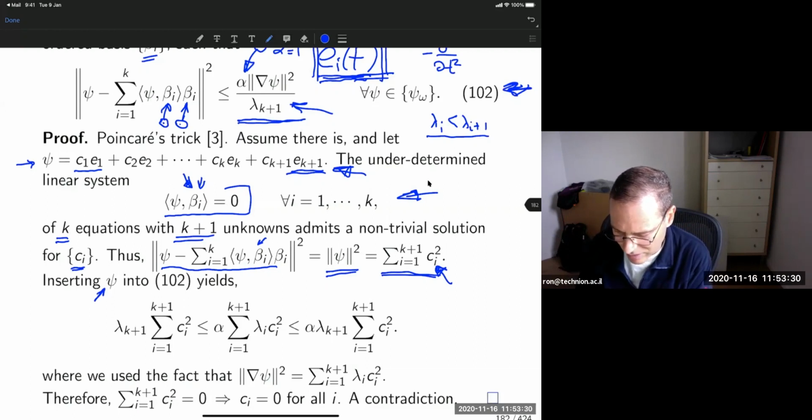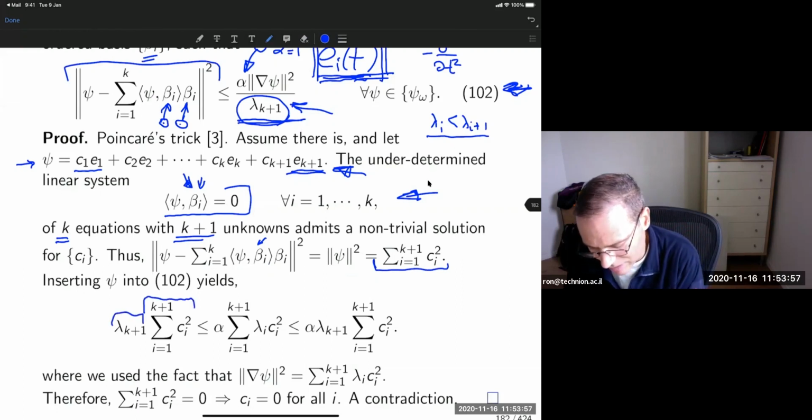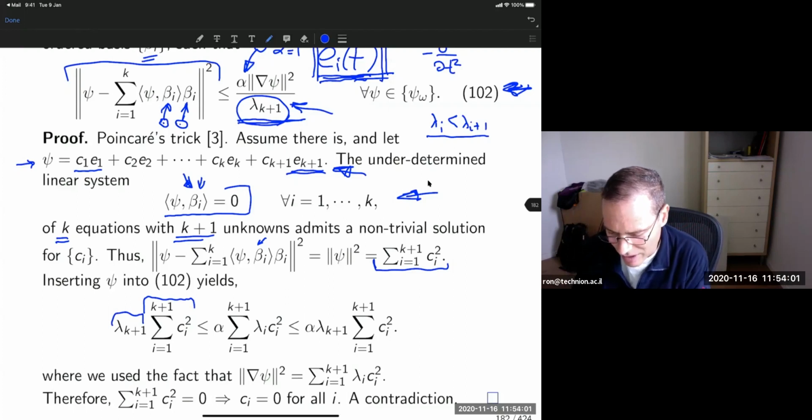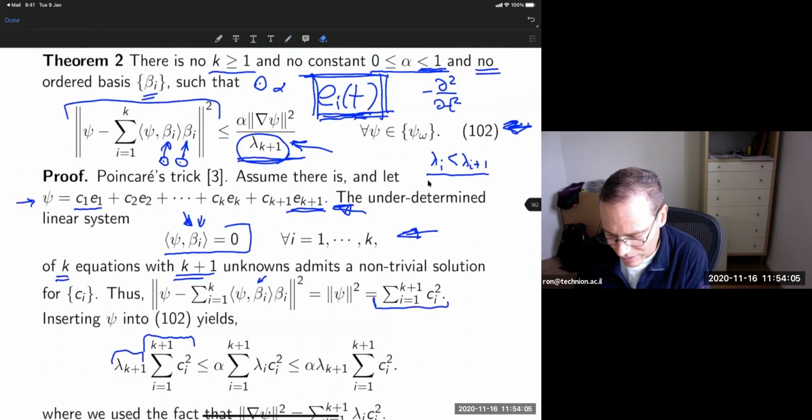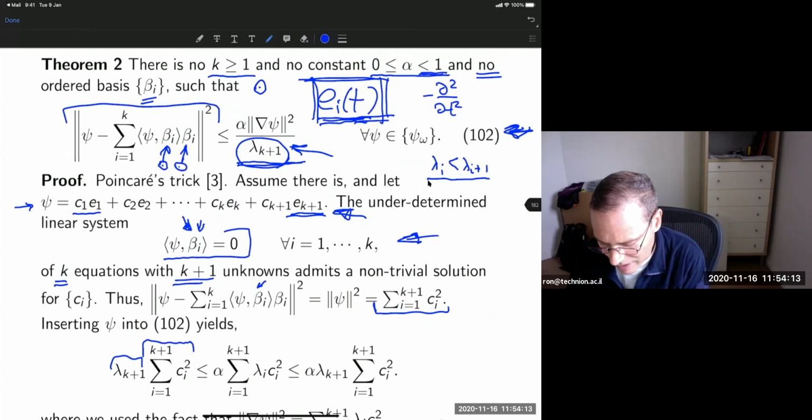And what I get is that on the left, let me denoise it a little bit, just for me. Now I can multiply both sides of the equation by lambda k plus one. So I have lambda k plus one that multiplies this part, which I've shown you to be equal to that. So what I'm getting here is lambda k plus one times c_i squared, which is smaller than, now I have here the norm of the signal, which I know to be equal to the sum of lambda_i c_i squared.